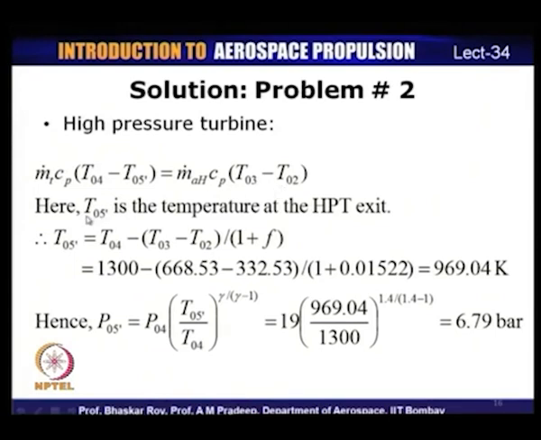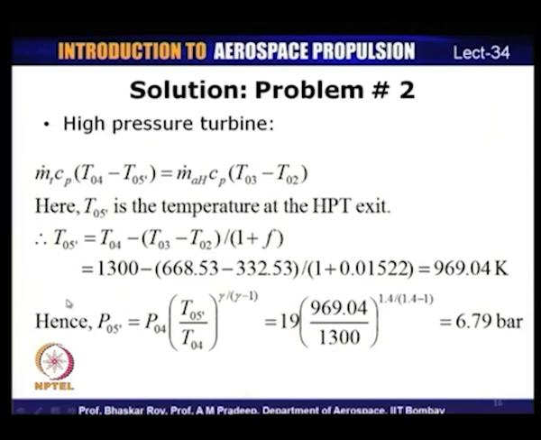So, the HP turbine exit stagnation temperature can now be determined, which is T05 prime. This is equal to T04 minus (T03 minus T02) divided by 1 plus f. So, if you substitute for all these values, we get the HP turbine exit temperature as 969.04 Kelvin.